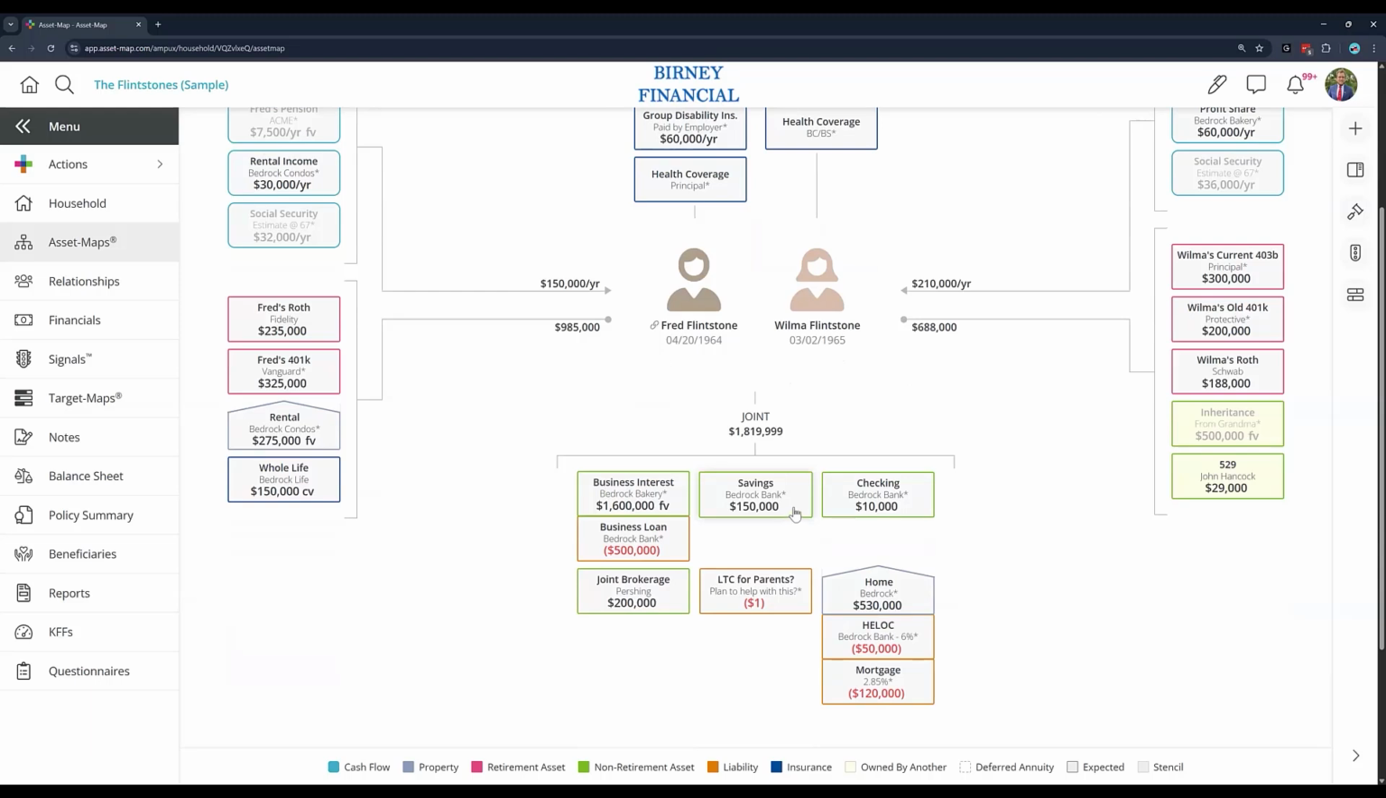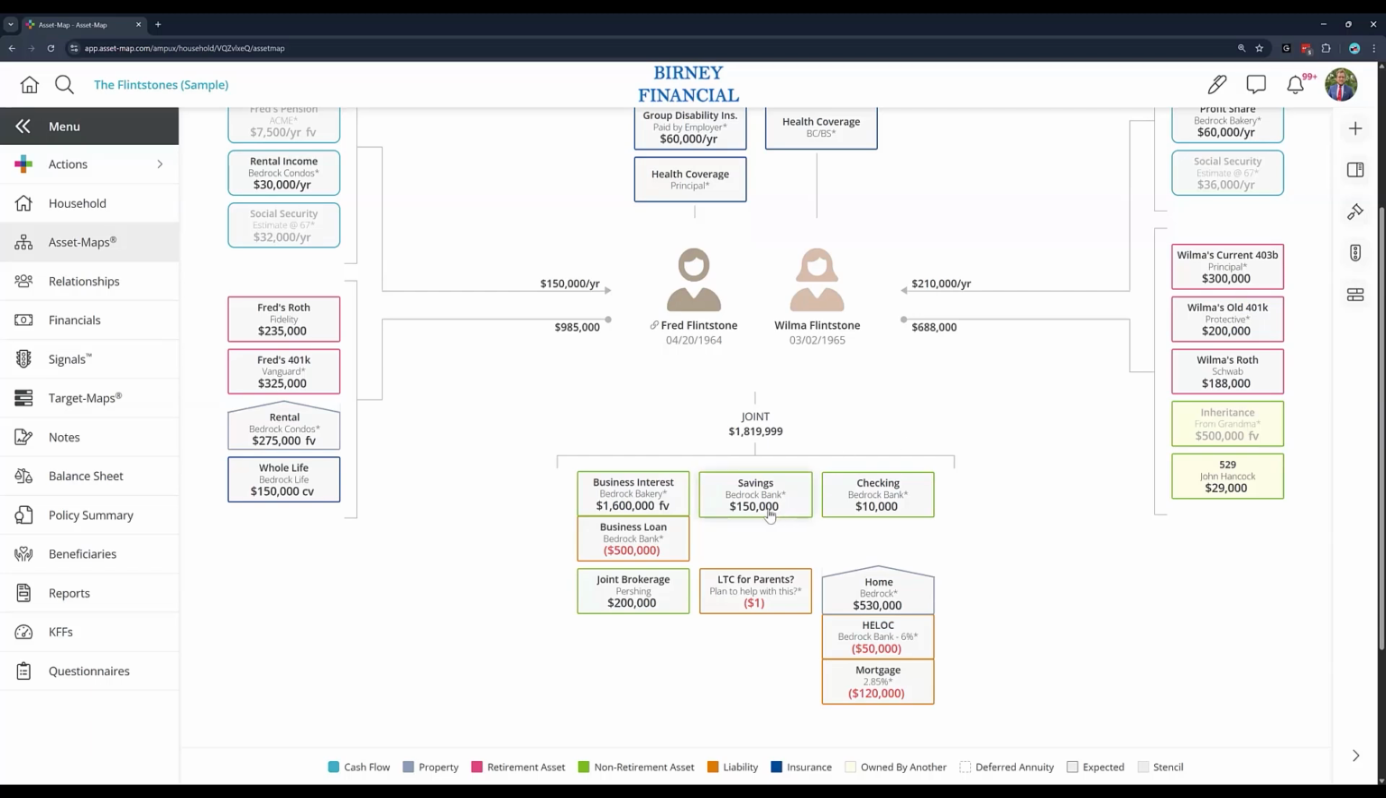Maybe I send this map to them a week ahead of time and say, hey, give me some new values here. Or we simply do it live at the beginning of the appointment. I prefer that latter method. I like to sit down with this client and use language like this. Hey, Fred, Wilma, great to see you both. Thanks for coming in. I've made some updates to your asset map based on what I know about you, but I want to make sure all these values are current.